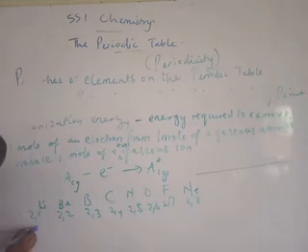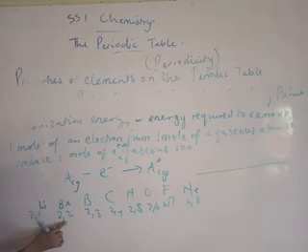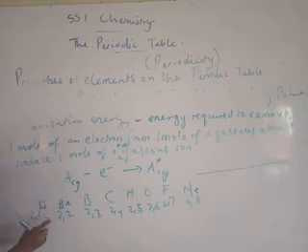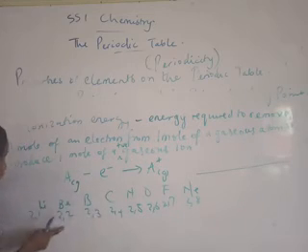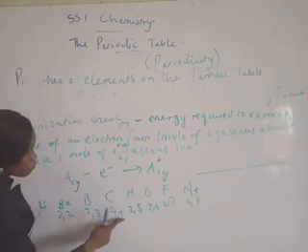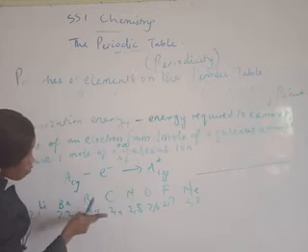So this is it. The energy that will be needed here will be lesser than this. The energy that's needed by this will be more than this. The energy that will be needed to remove one electron from this one will be more than this.